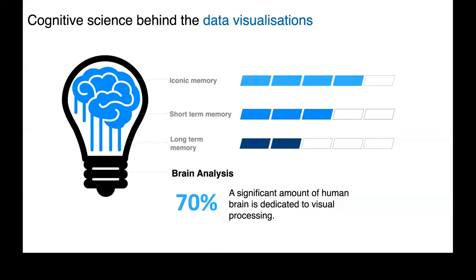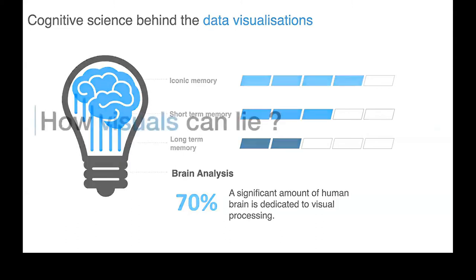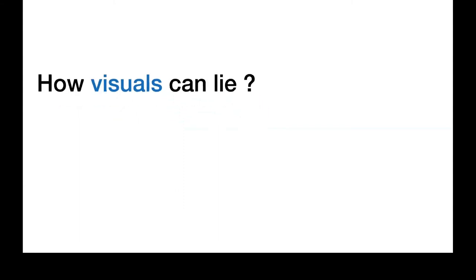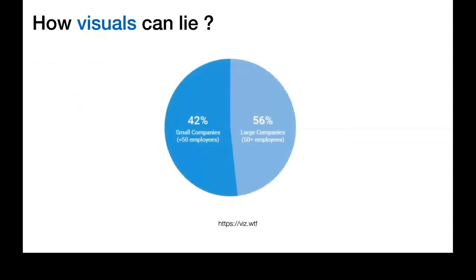And that's when creating better visualizations makes it easier for us to understand. So before we look into how we can observe the patterns, let's have a quick look at how visuals can fool us. Because if you don't create the right visualizations, human brains can interpret them completely differently, and that can fool us.